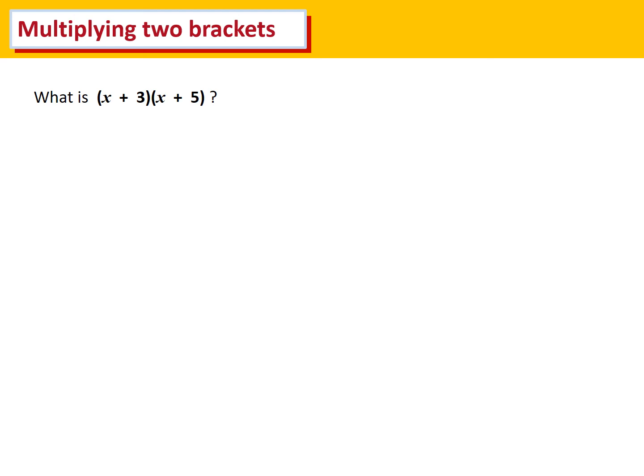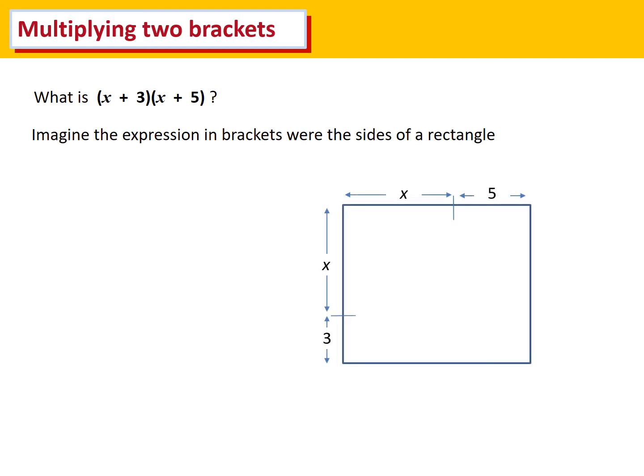So in this example, we're trying to multiply two brackets together. What does that mean? Well, imagine the brackets were the sides of a rectangle. So we've got x plus 3 multiplied by x plus 5. They're the two sides of our rectangle. Well, we know when we multiply the two sides of the rectangle, we get the area of the rectangle.